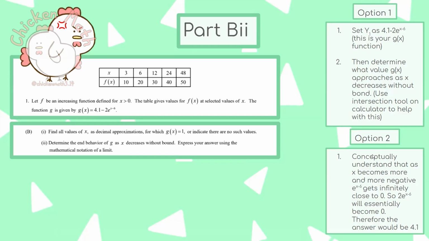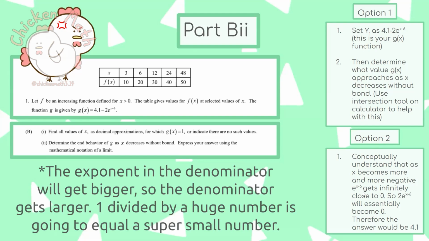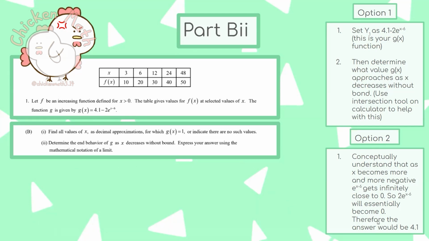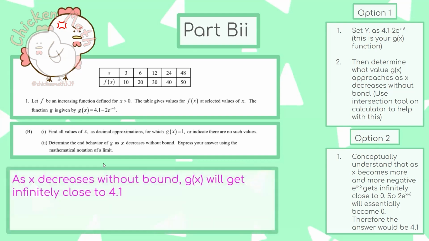So the second way to approach this question is to understand that e to the negative exponent is going to be 1 over e to an exponent. And as x keeps on decreasing, the exponent's just going to get bigger and bigger, which creates an even bigger fraction. So it's going to be such a small decimal that it will essentially just be 0. So then that would just be 4.1 minus 0, and you would get 4.1. And so as x decreases without bound, g of x will get infinitely close to 4.1.